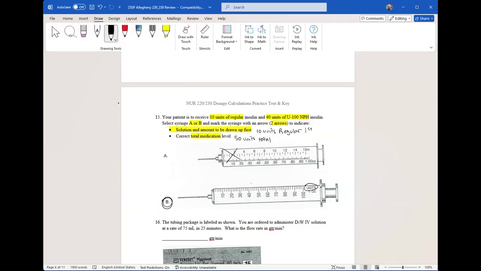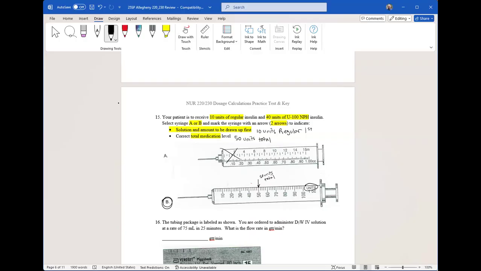All right. So the first thing I do is put an arrow and a mark at the total. So the total is 50. I'll put an arrow here, and then I'll even write 50 units for total. That's regular plus NPH. Now, what they want you to do and where they want that second arrow is, when I do my initial draw up of the insulin syringe, I draw up the 10 units first. Then I'm going to draw up the 40 units of U100.